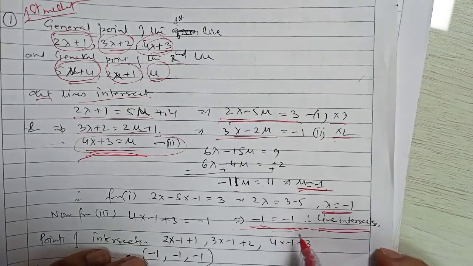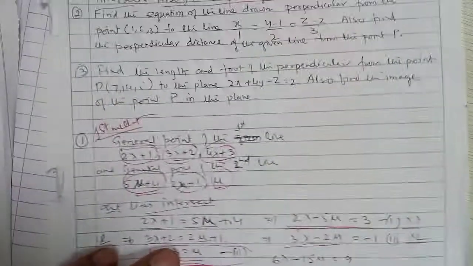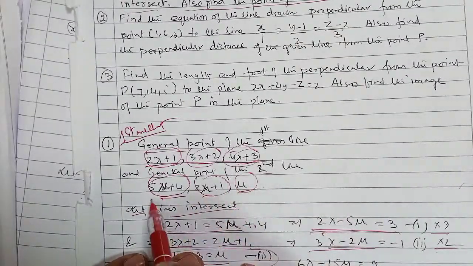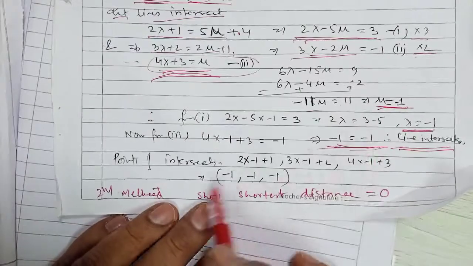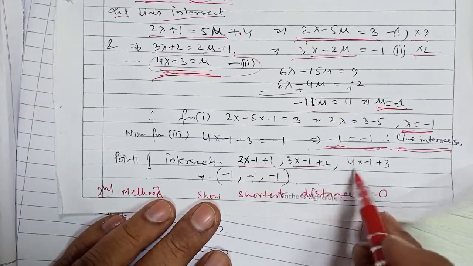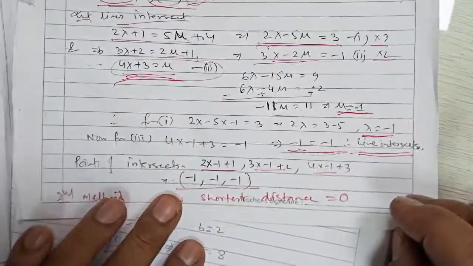Now take the value of lambda or mu. If you take lambda and put it here, or mu, the same answer will come. The point of intersection is coming as -1, -1, -1. So this is the way.